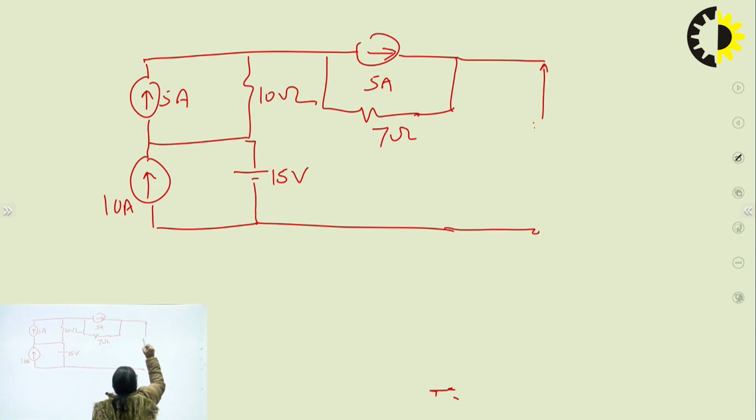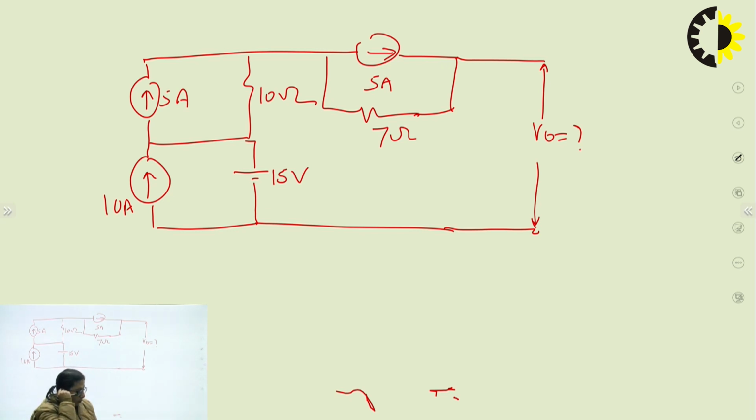And this is the V naught we want to have. The thing being asked is this V naught, the terminal voltage across the terminals. So this is the 10 ampere current source, 10 ohms, 15 volts with the polarity, then 5 ampere towards the right, 7 ohms in parallel to it, and then the terminal voltage V naught. This needs to be done.